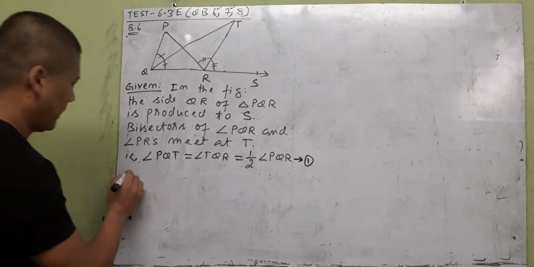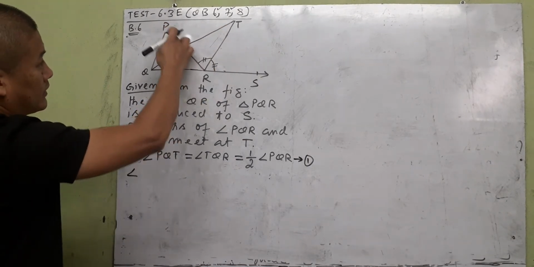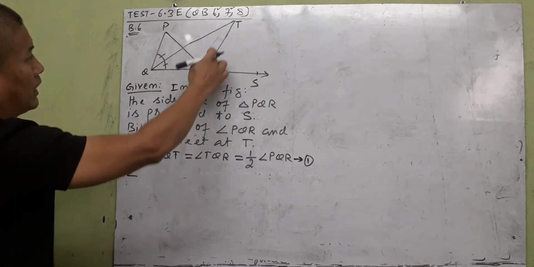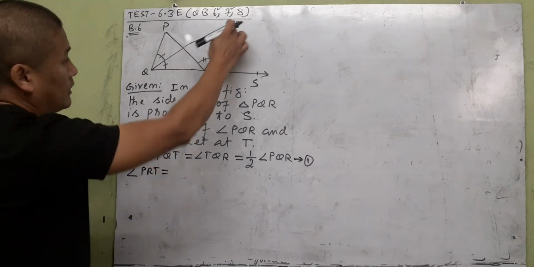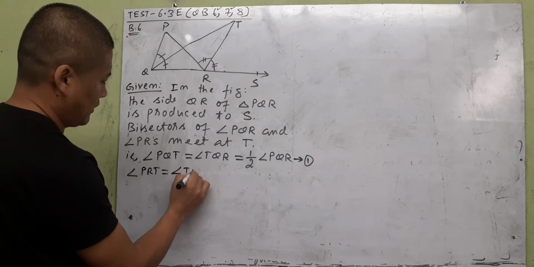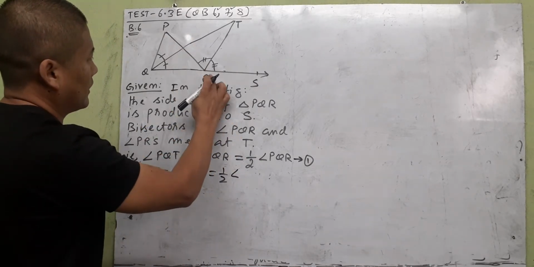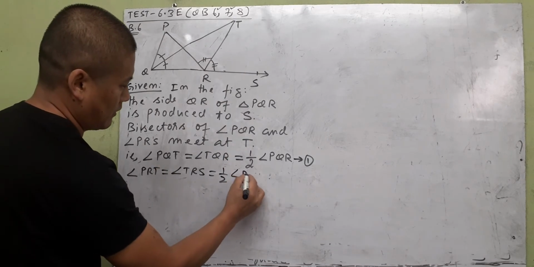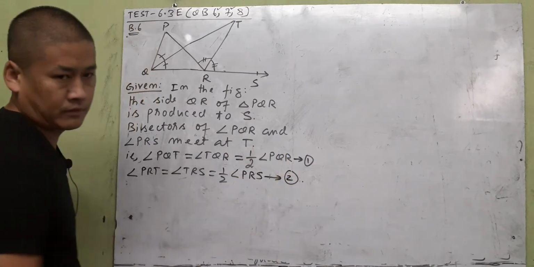Let us put. Similarly, this also bisects angle PRS. So angle PRT will be equal to angle TRS. Both of them will be half of angle PRS. So we're going to need this at some point, I think, so we'll just write it like this.